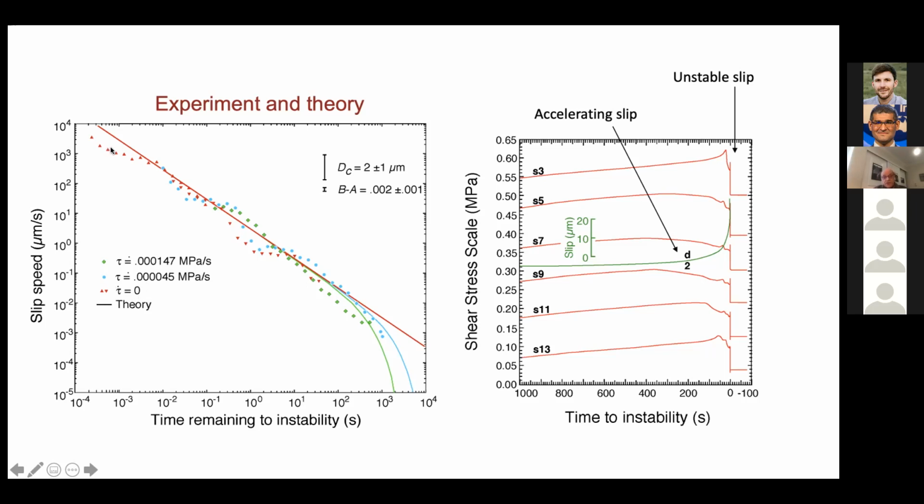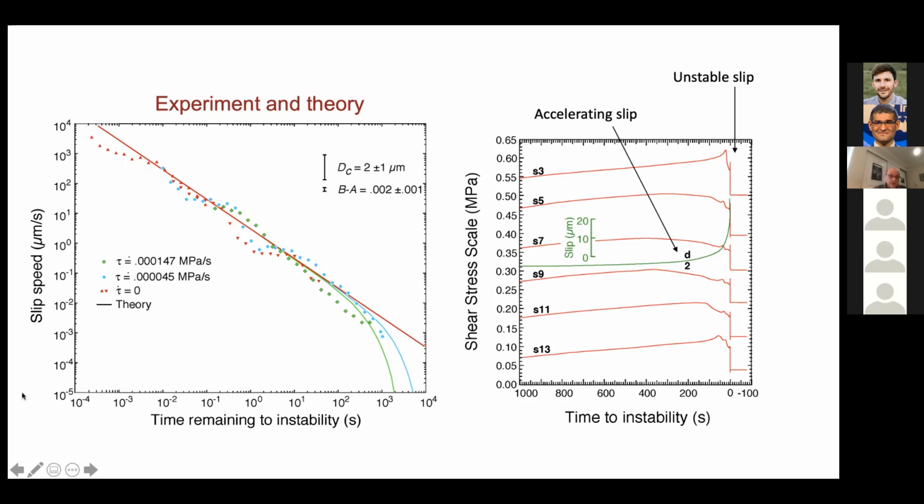This nucleation, once it starts, is self-driven. And so in this case, once we started to see the very beginnings of unstable slip, of accelerating slip, the loading was turned off, but the external stresses were held constant. And the slip continued. It was self-driven to instability.